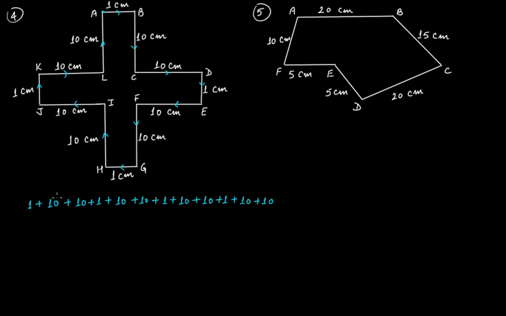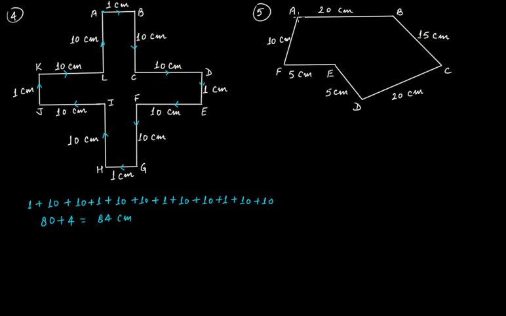So how many tens we have? We have 1, 2, 3, 4, 5, 6, 7 and 8 tens. So we have 8 times 10, that is 80, plus 1, 2, 3, 4, 4 times 1, so this is 4, this will be 84 centimeter.